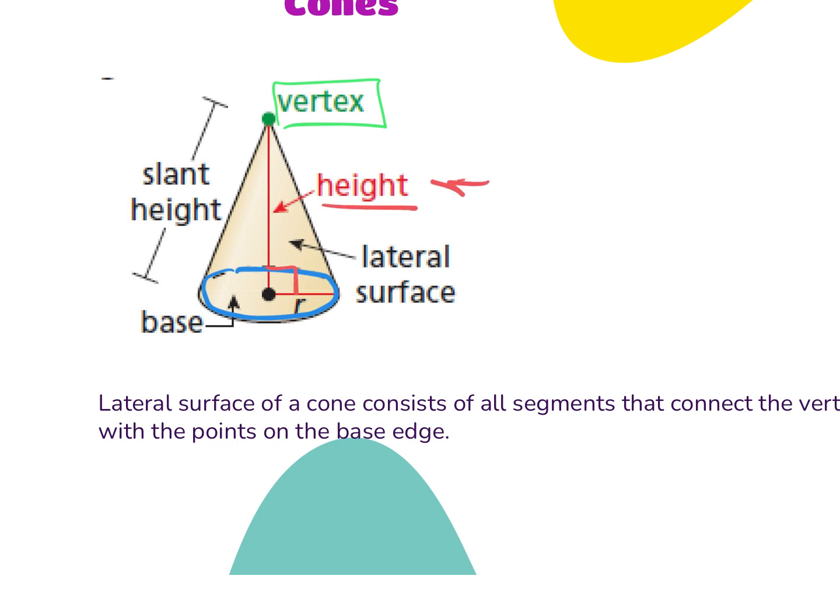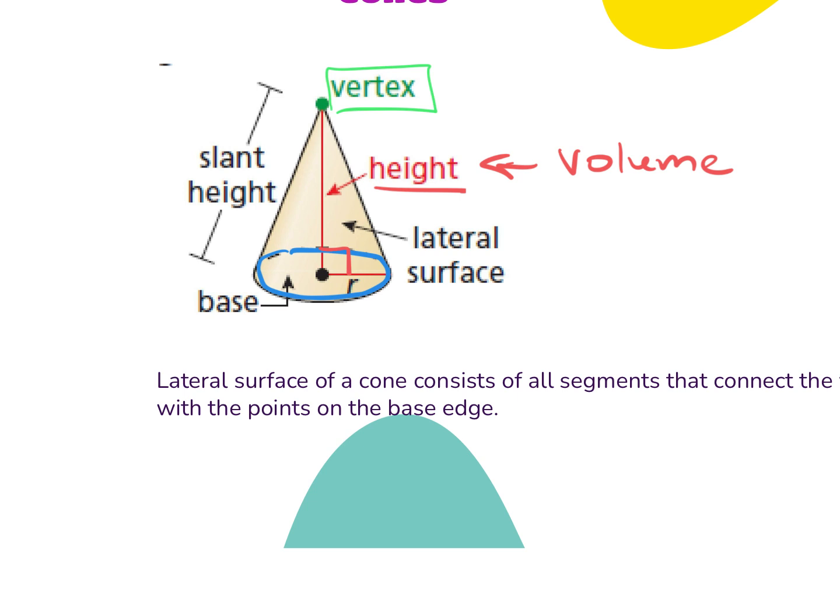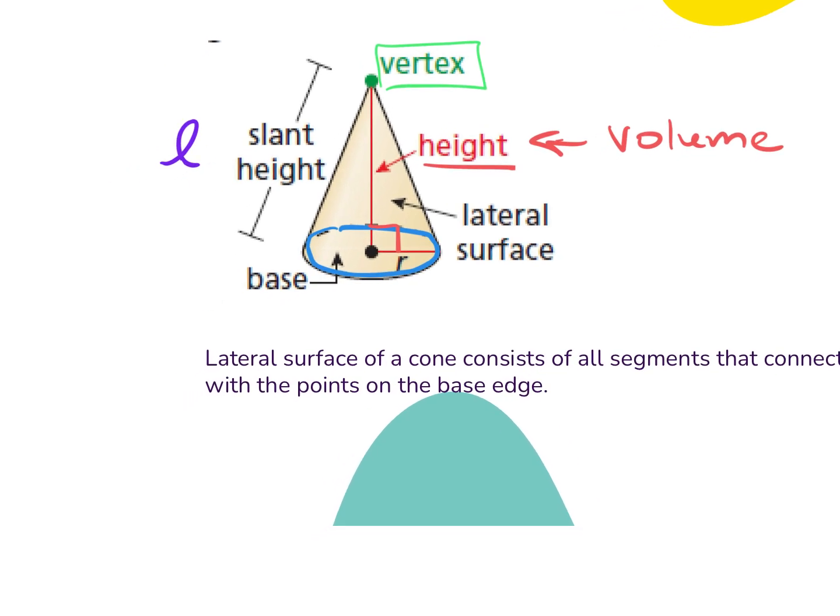We're going to use this height for volume, but we're going to use the slant height for the surface area. The slant height is going to be indicated with a lowercase letter L, like in italics. So we'll use this for surface area, or if they ask for total area. They both mean the same thing. So we use slant height for surface area, and we're going to use the height for volume.